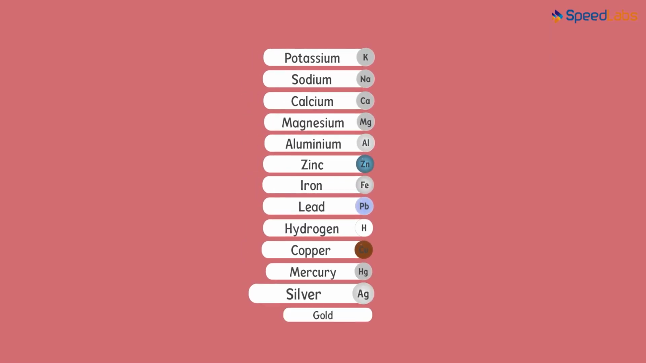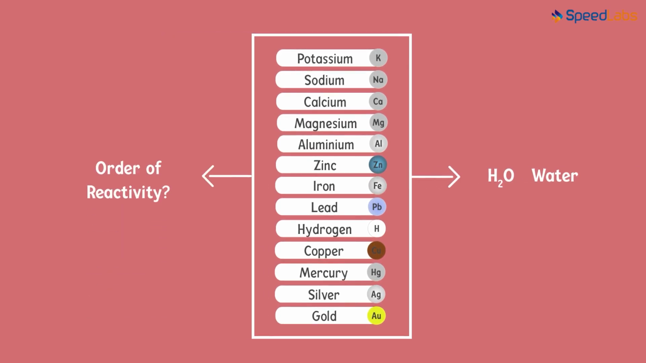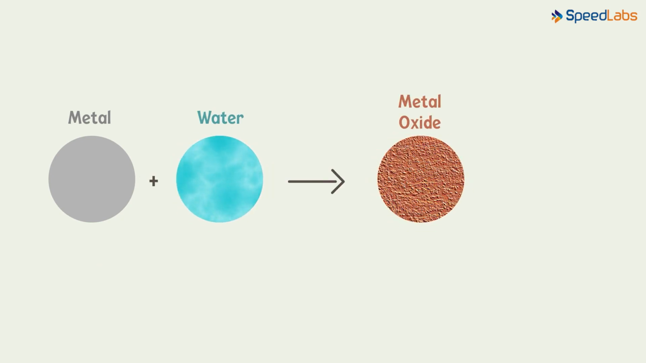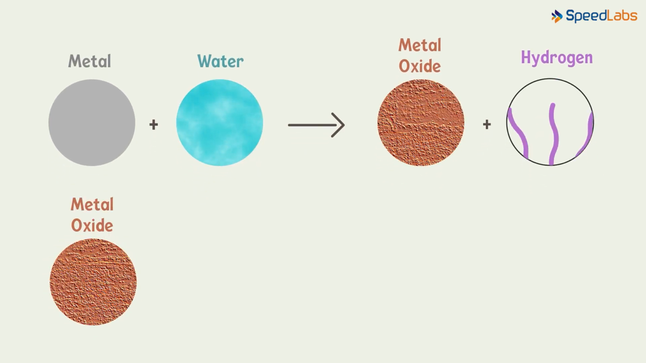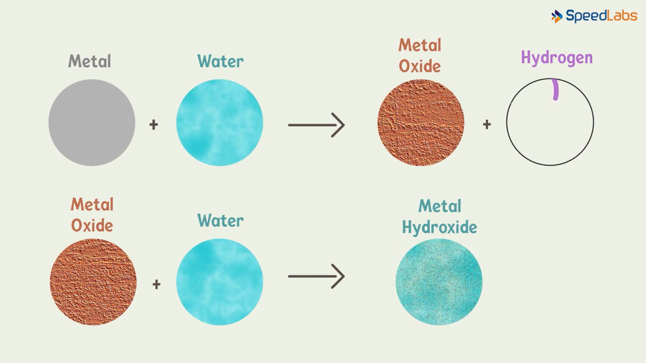Same sample of metals to check out how they react with water. Don't forget our basic aim, to find out the order of reactivity of these metals. If a metal reacts more vigorously with water, then it is said to be more reactive than the one that doesn't react as much. In general, metals react with water to form metal oxides and hydrogen gas. And if the metal oxide formed is soluble in water, it will dissolve to further form metal hydroxide.